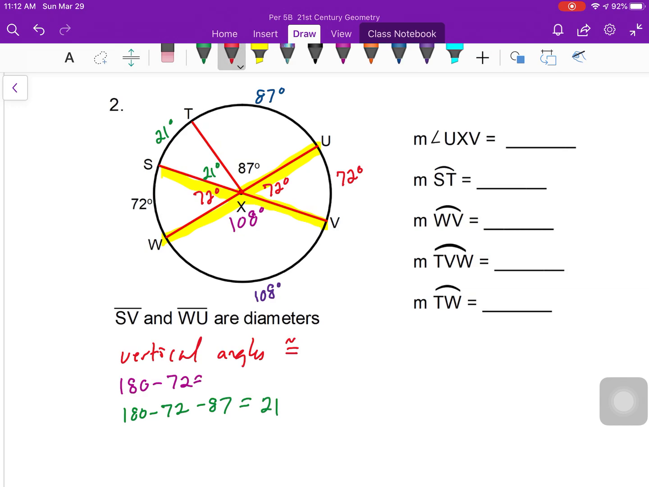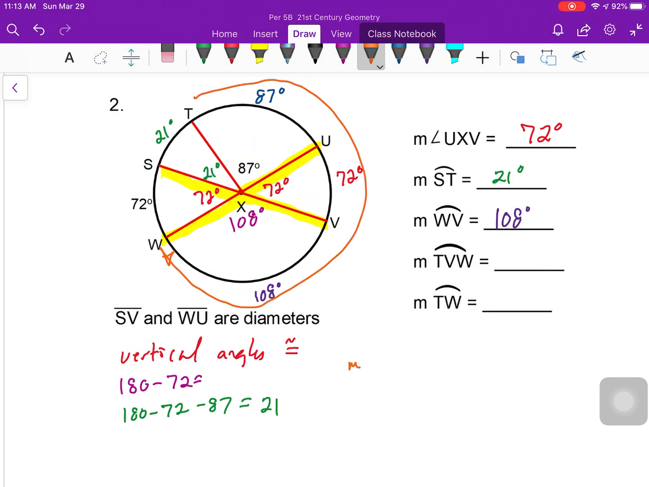The measure of angle UXV. Okay, that one we had right from the beginning. 72 degrees. U to X to V. Arc S to T. That one was 21 degrees. The measure of arc W to V. Yep, got that one. That one's 108 degrees. The measure of arc T through V to W. Now, we don't have that one yet.